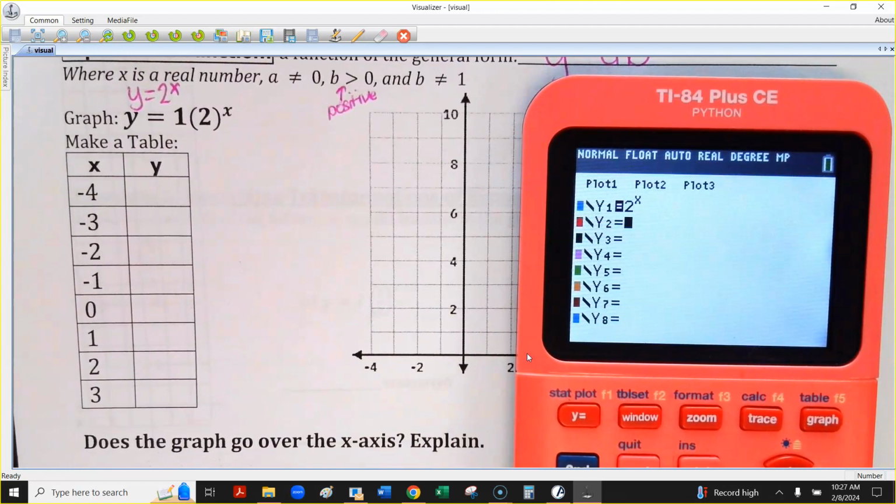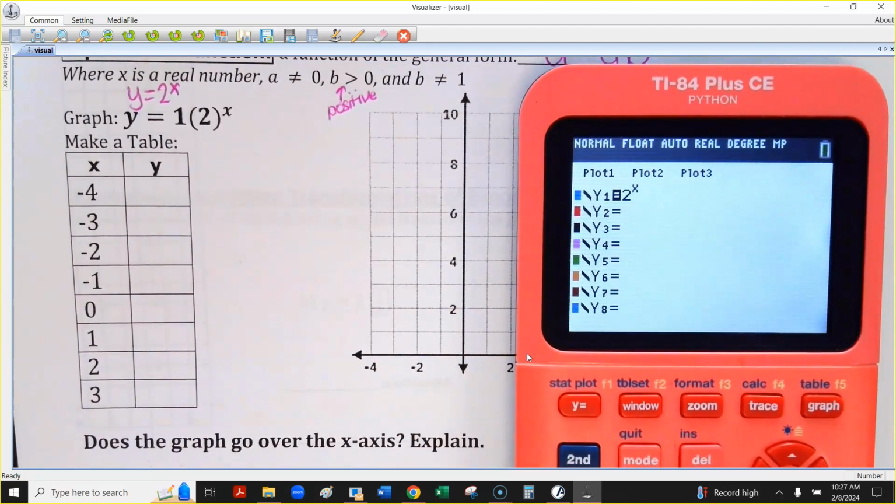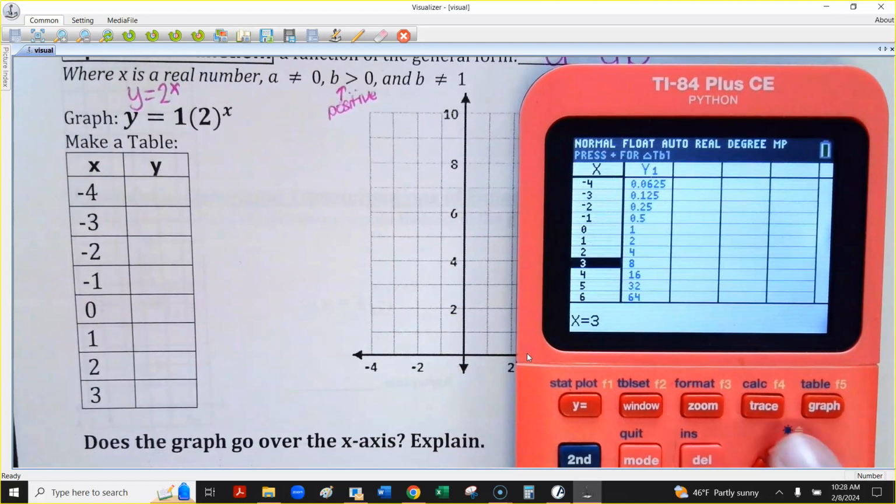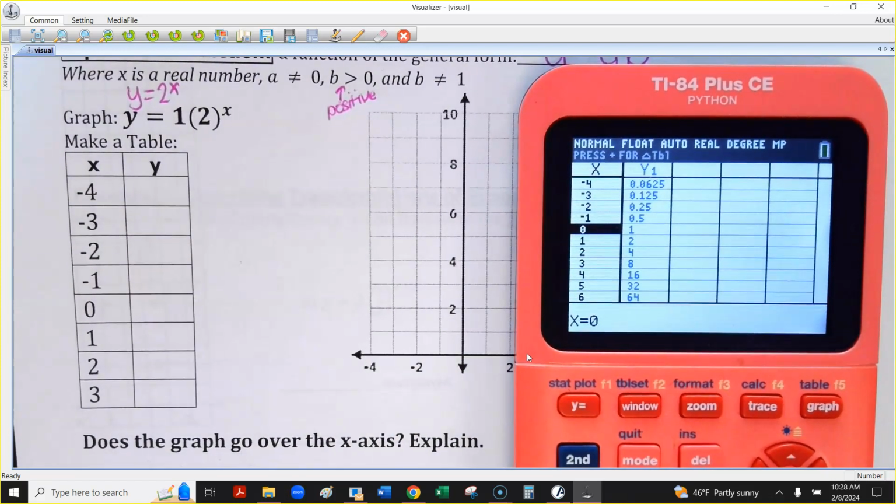Okay, now, do you guys know how to get to the table? That's okay, that's cool. I use this all the time. So once you type the equation in, you're just going to hit second, and then it's the graph button in the upper right. See how it says table right there? Just hit that, and that will give you a table. And we can go up and down to get numbers here if we want to, just to speed the process up.